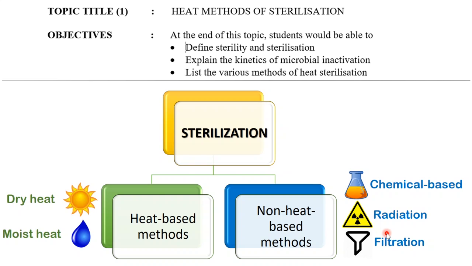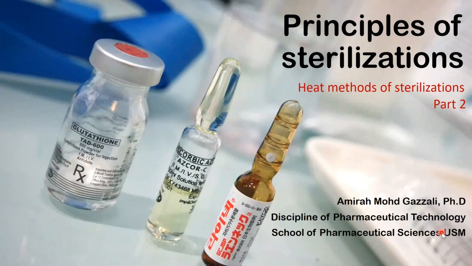Before I end this lecture, I would like to introduce that there are different types of sterilization. We have heat-based and non-heat-based. The heat-based can be divided into dry heat and moist heat, while for the non-heat-based, there are 3 types that we will cover in this topic. That will be all. We will continue with our second lecture on the principle of sterilization, focusing on the heat method of sterilization. Thank you.